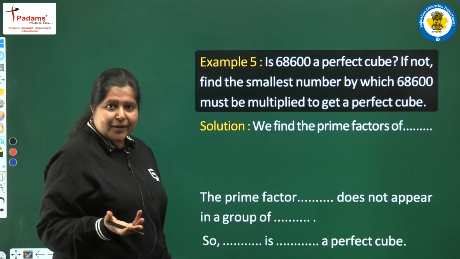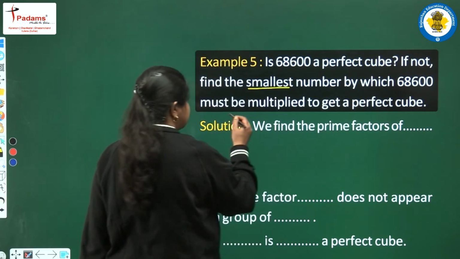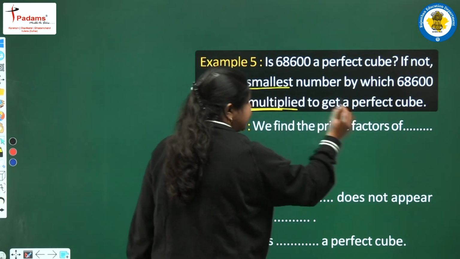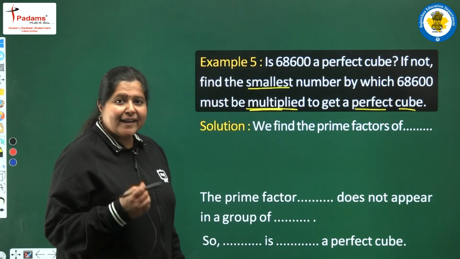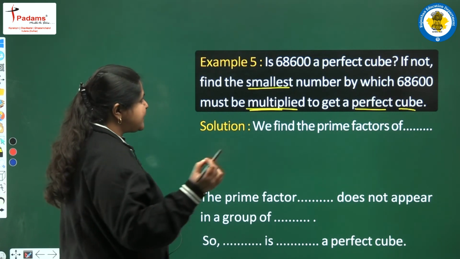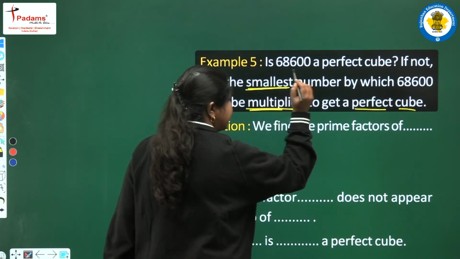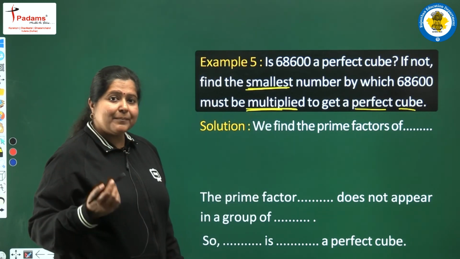Is 68,600 a perfect cube? If not, find the smallest number by which this should be multiplied to get a perfect cube. So first we have to examine whether this is a perfect cube or not, and if it is not, then which is the smallest number by which, if we multiply it, we get a perfect cube number.